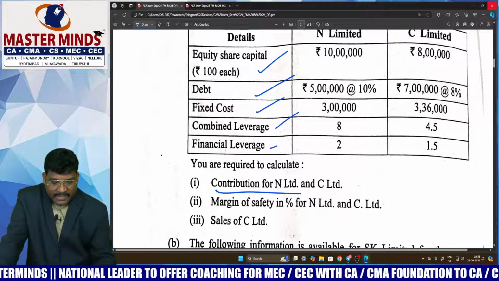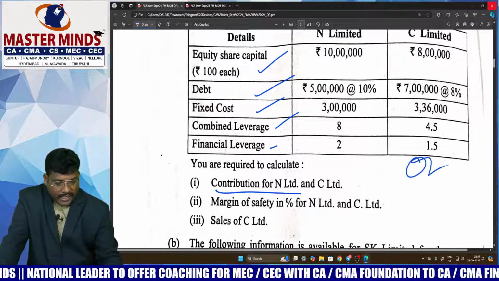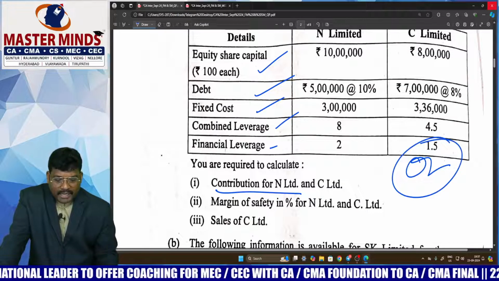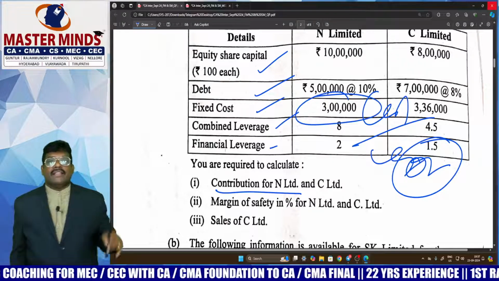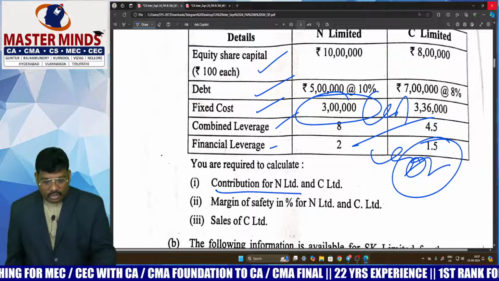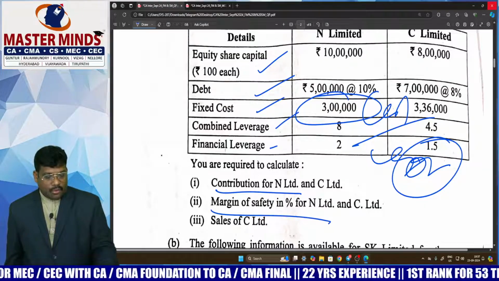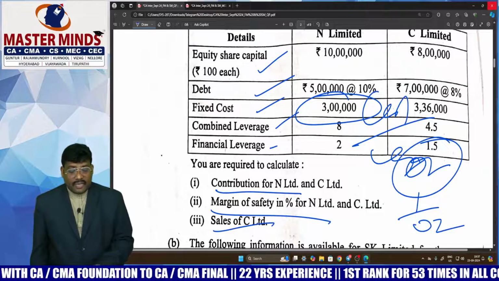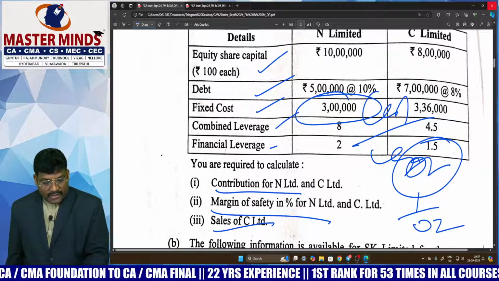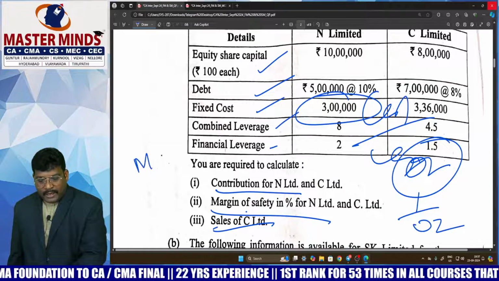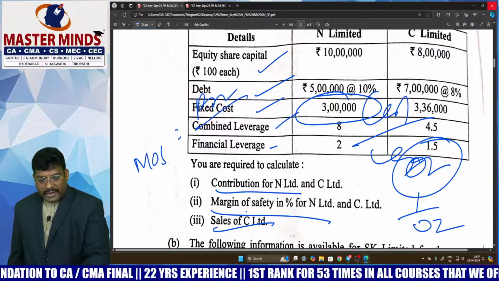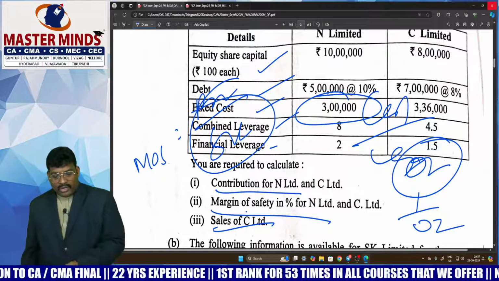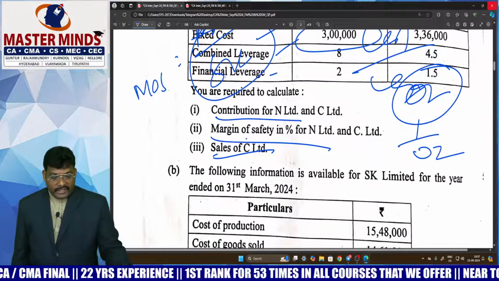Combined leverage divided by financial leverage, you will get the operating leverage. So once operating leverage is there, contribution minus fixed cost, you can find it out. Contribution, margin of safety is 1 divided by operating leverage, and even you can calculate margin of safety equal to profit divided by sales. With this you can also find out sales, right?